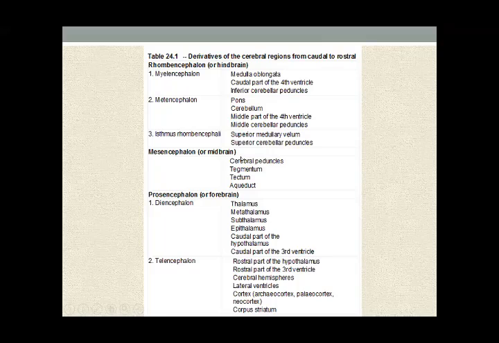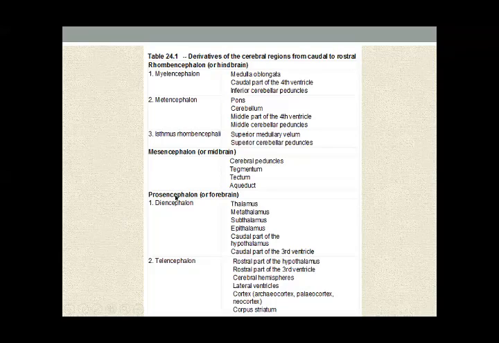Mesencephalon or midbrain, from that you have the cerebral peduncles. Now the difference is, there the cerebellar peduncles were developing from the myelencephalon. From the mesencephalon or midbrain you have the cerebral peduncles. Then comes the tegmentum, tectum, and aqueduct. We will discuss all of this one by one. Partly you already know. The names we are familiar with, I know.